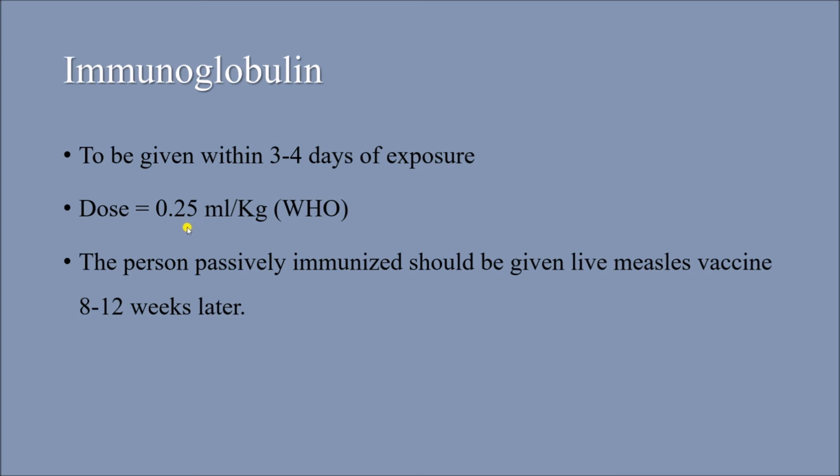The dose is 0.25 ml per kg body weight according to WHO recommendation. Also, these children who are given the immunoglobulin or the passive immunization, they should receive the measles vaccine 8 to 12 weeks later. Now remember, since in passive immunization we are providing ready-made antibody in the form of immunoglobulin, this protection is only temporary, it is not lifelong. So that is why these children can be exposed again and can develop the disease again. This is why these children should also receive the vaccine, provided they have not received the vaccines already.